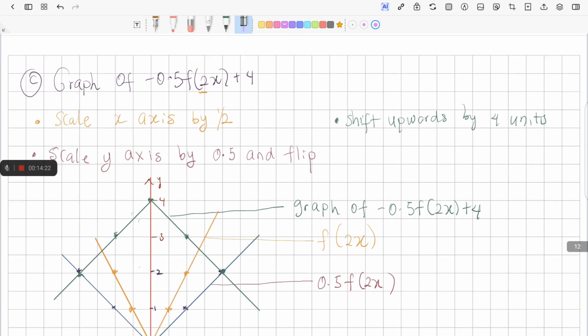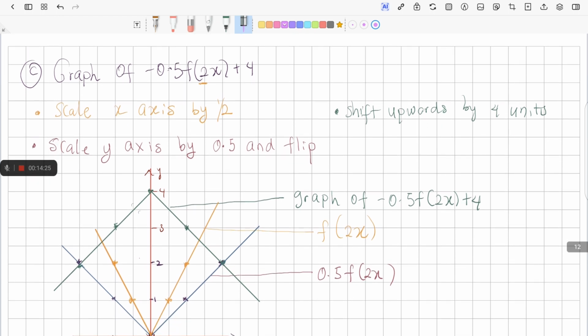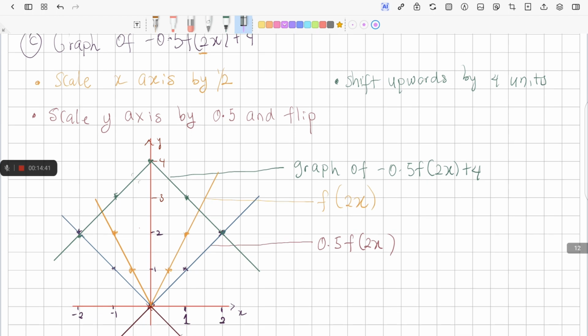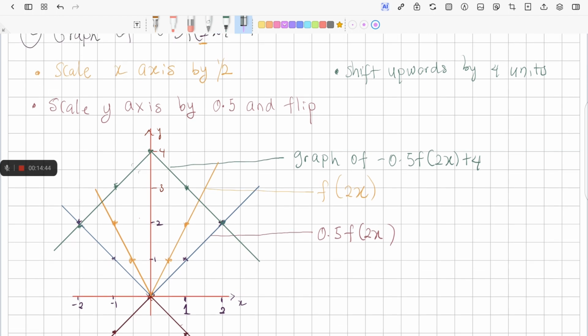And then finally, we are also asked to graph minus 0.5 f of 2x plus 4. So the first thing is to scale the x-axis by half. Then we also scale the y-axis by half and then flip it because of the negative sign. And finally, we shift upwards by 4 units. So let's do that. First, the yellow curve here is where we scale the x-axis by half. This yellow curve scales the x-axis by half. So previously we had 1 being mapped to 1, but now the 1 becomes half. So half is now mapped to 1.